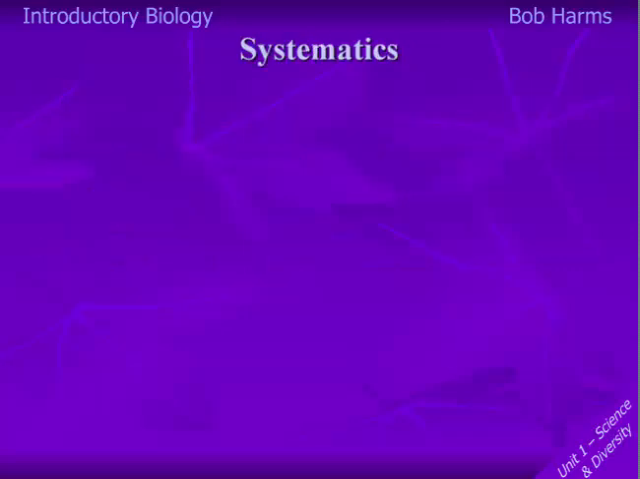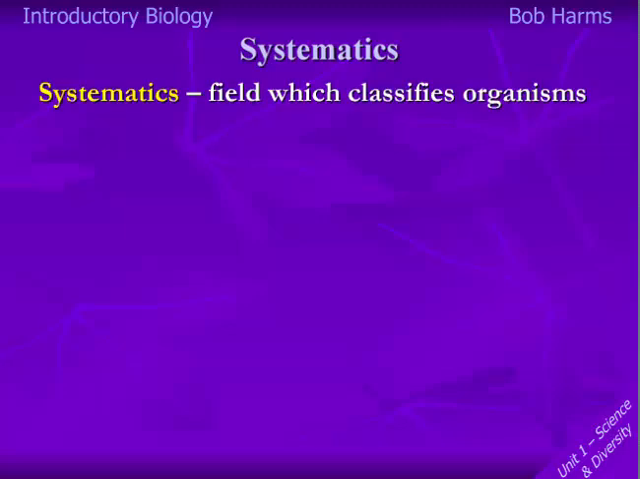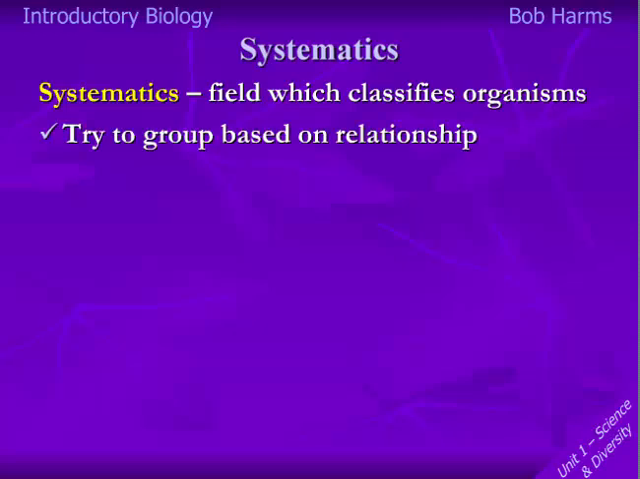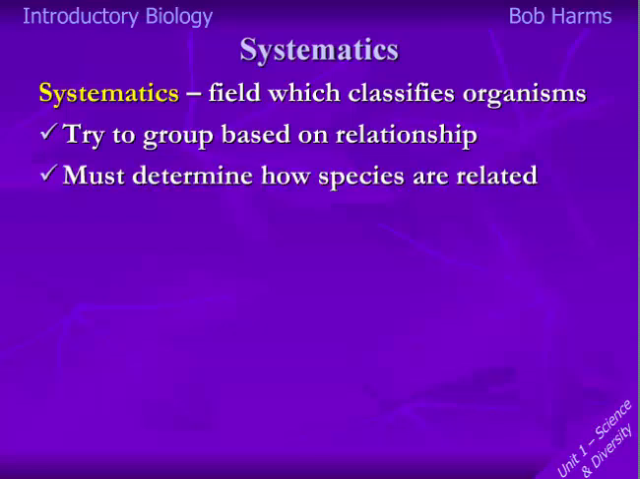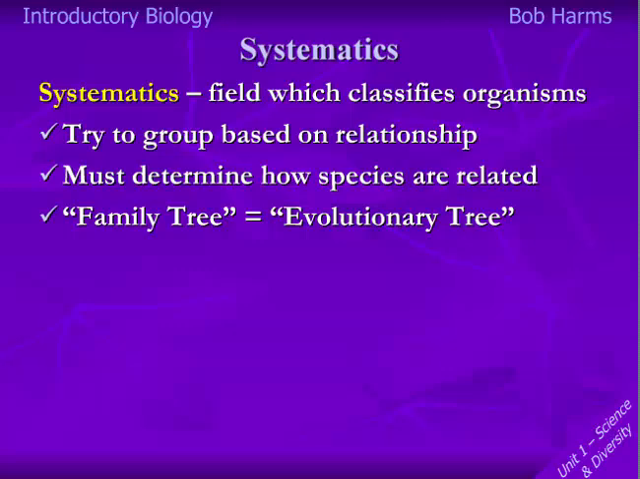The branch or field in biology that sorts out and tries to classify these species is the field of systematics. A systematist, someone who works in the field of systematics, is constantly trying to figure out, first of all, how species are related to each other. If we're going to group organisms by their relationship, we have to know who are close relatives and who are distant relatives. And so a large part of the field of systematics is to develop what are called evolutionary trees, which is kind of equivalent to a family tree.